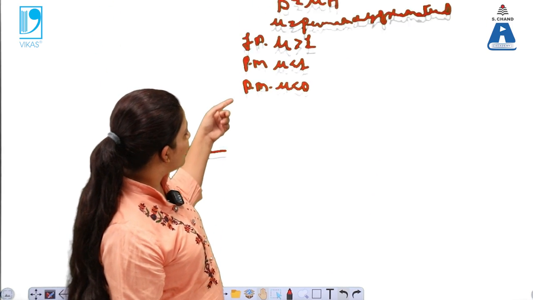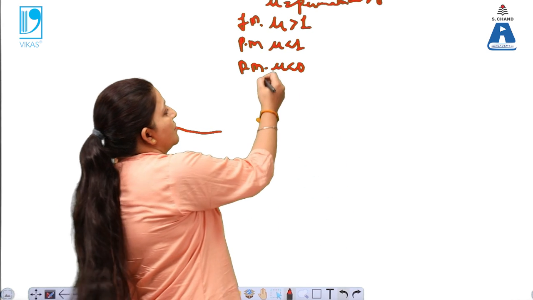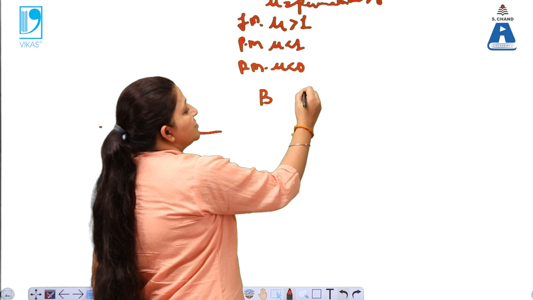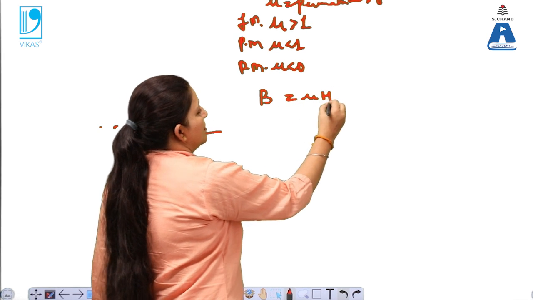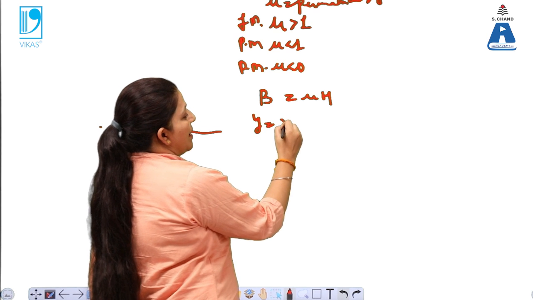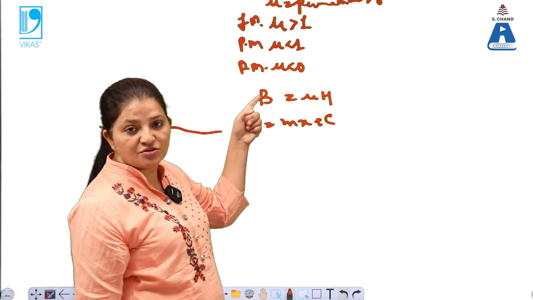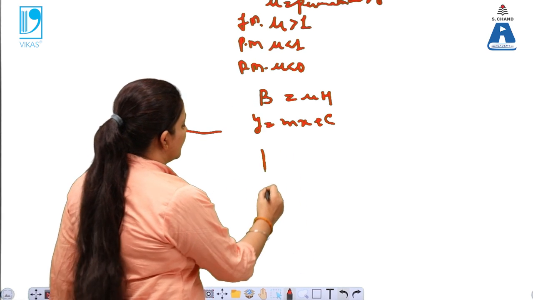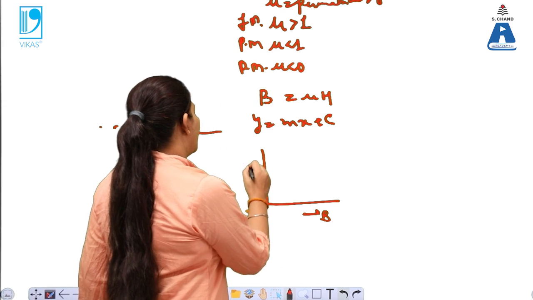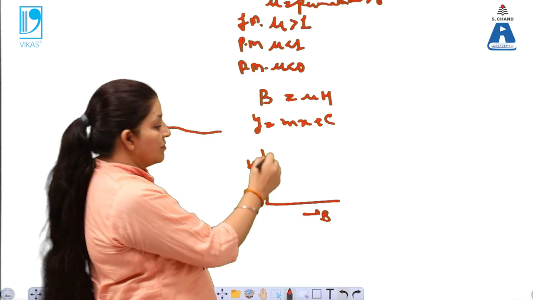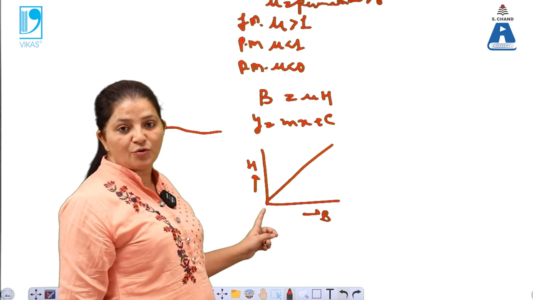Now next, when we plot a graph between B and H, B is equal to mu into H. We know that y is equal to mx plus c. So this is this kind of relation. When we plot the relationship between B and H, on comparing these two, the graph must be a straight line, meaning it starts from the origin.